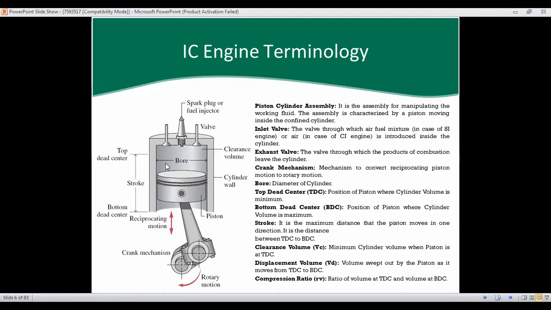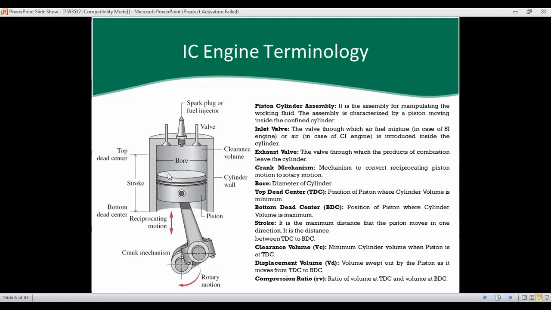Bore, diameter of the cylinder. So here the internal diameter of the cylinder is called the bore. Top dead center, it is called the TDC. The position of the piston where cylinder volume is minimum. This is our top dead center.